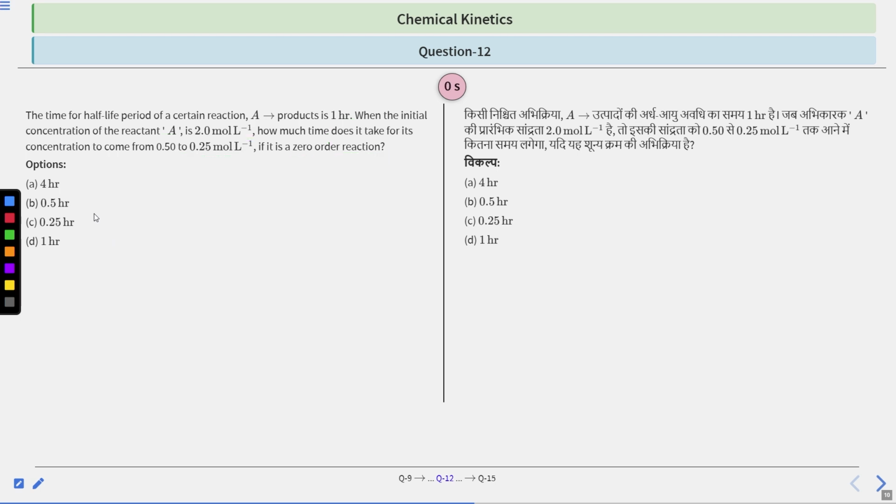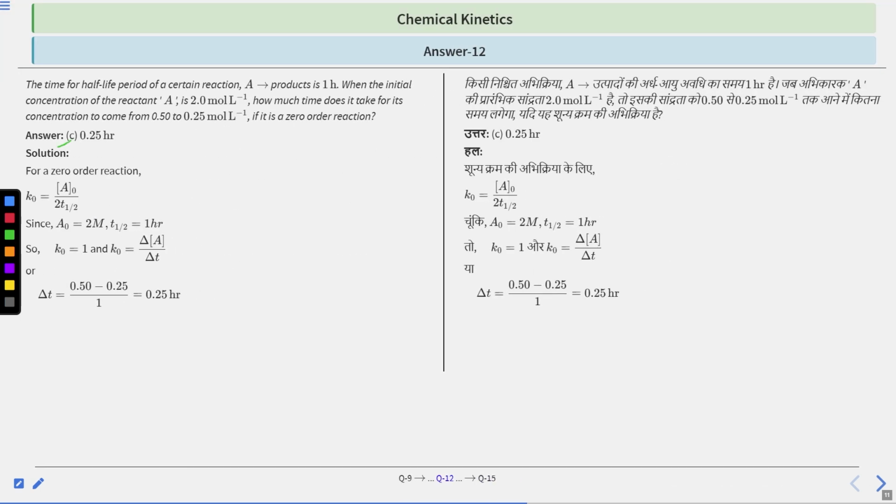Okay, let's see. The correct answer is option C, that is 0.25 hour. For a zero order reaction, K naught is equal to A naught divided by 2 T half. So basically, we just interchange some terms. T half, or the half life for the zero order reaction, is equal to A naught divided by 2 K naught, right? So if we write it in terms of K naught, K naught is equal to A naught divided by 2 T half.